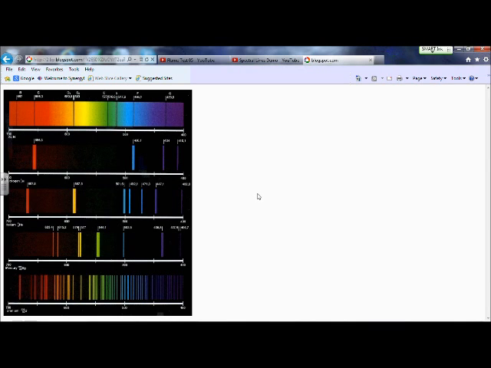Okay, this is the same thing. This is the element hydrogen right here. Okay, here's the lovely red line. Here's that blue line. This one's flipped over from the one you saw. And way down here, there are some purple lines. Okay, this is helium again. See, there's a red line, but notice it's in a different position. Here's yellow, and here are some nice blue lines.